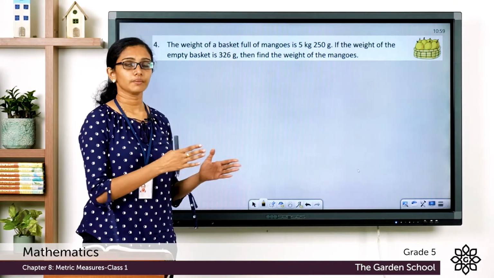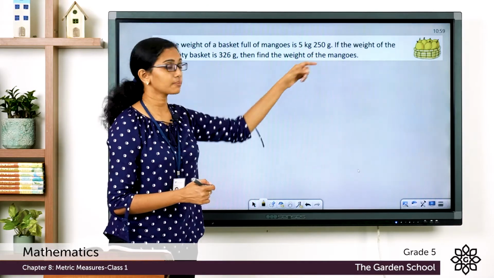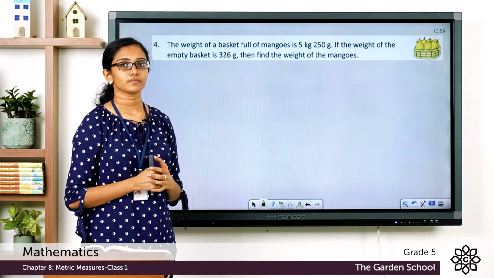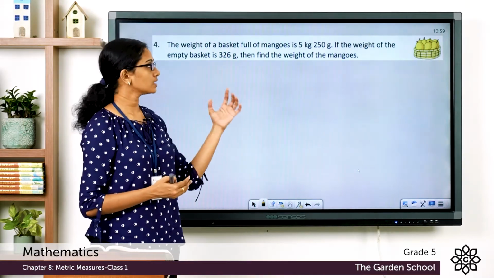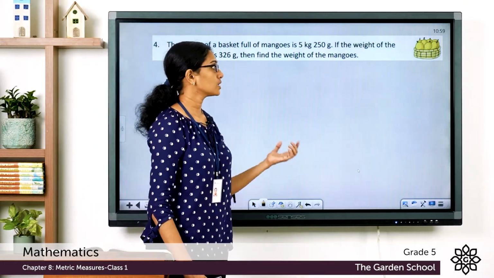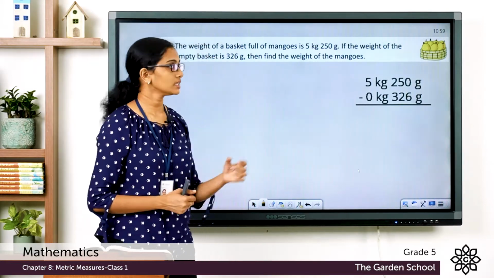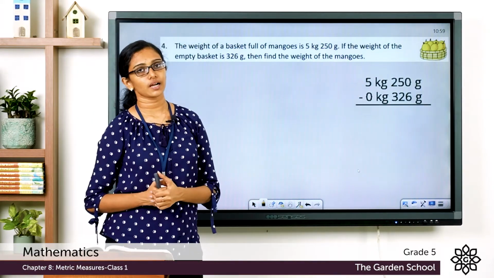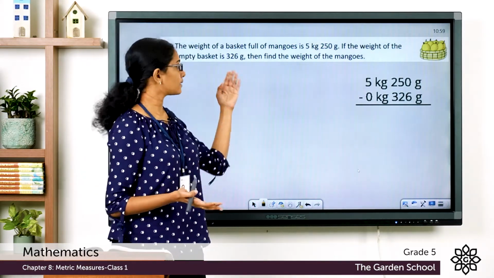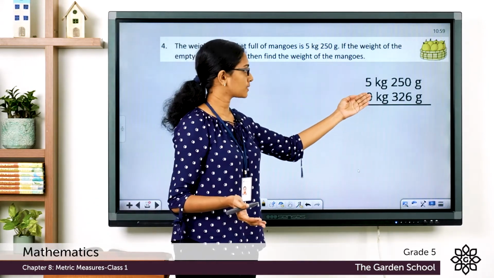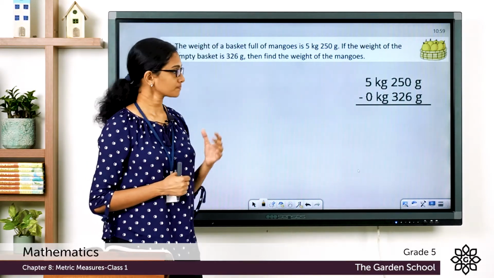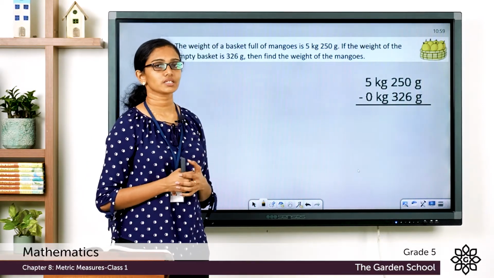So how would you find it? The basket plus mangoes is equal to 5 kilogram 250 gram and just the basket is 326 gram. So if you take the difference, you will get the weight of the mangoes, right? So first step is to write the given measurements in proper columns of units. So we have written 5 kilogram 250 gram minus 0 kilogram because the basket is only weighing a few grams. So there is no kilogram. So in place of kilogram, we have put 0 kilogram, then 326 gram.